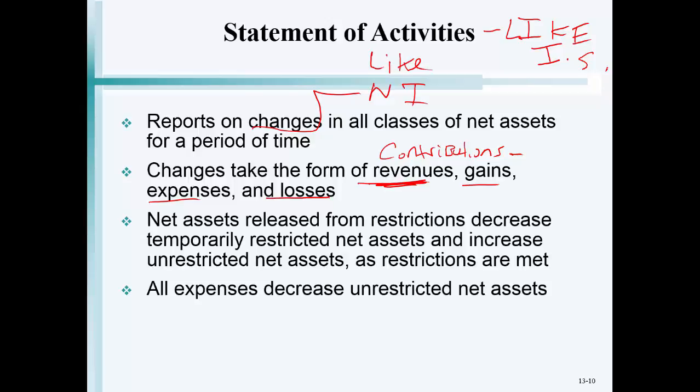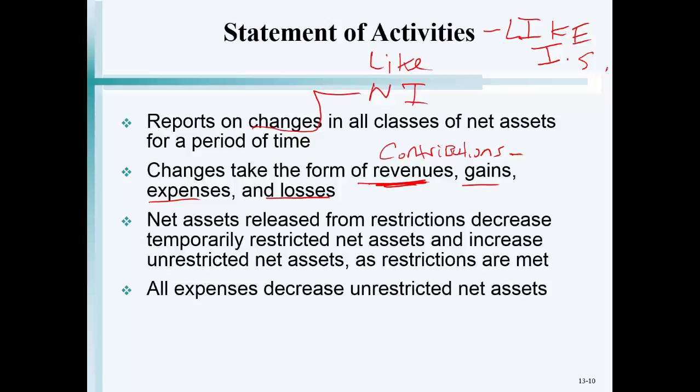So by definition, all expenses are considered unrestricted. They're shown under that unrestricted column because if we're spending the money, we are saying, hey, that money has now been released from restriction and we can spend it. And so we show that all under the unrestricted column.